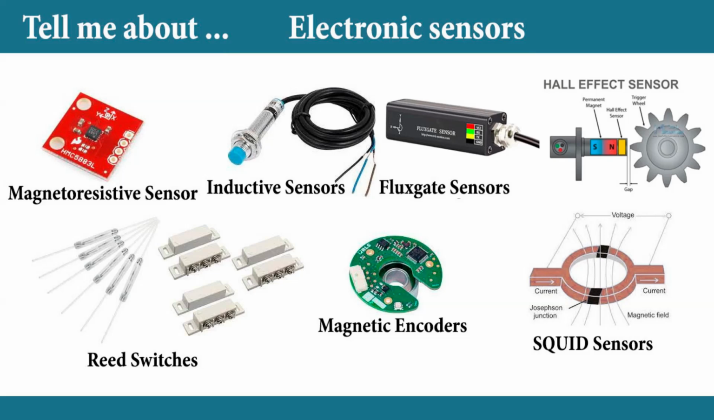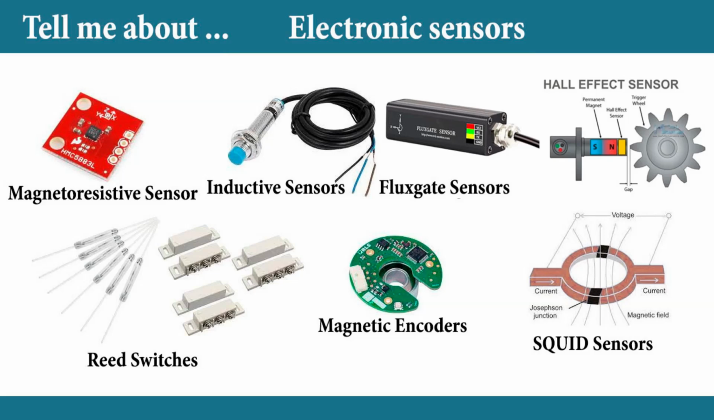Magnetic sensors. Magnetic sensors are devices that detect changes in magnetic fields and convert them into electrical signals, which can then be processed and analyzed. These sensors are widely used in various applications, from industrial automation and automotive systems to consumer electronics and medical devices.